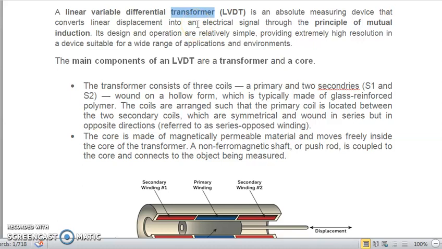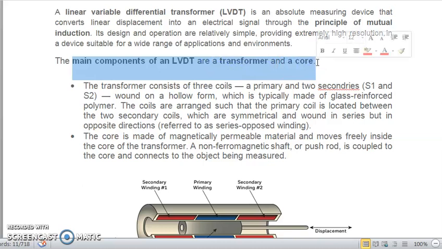What do we know about a transformer? In a transformer, there are two types of winding, primary winding and secondary winding. When the primary winding is supplied with an electrical signal, then according to the magnitude of the signal in the primary winding, the secondary winding is also induced with an electrical signal, an induced voltage. Okay, that is a transformer. So this measuring instrument has two main components, one is the transformer and another is the core. As we know, the windings are always wound on a core.